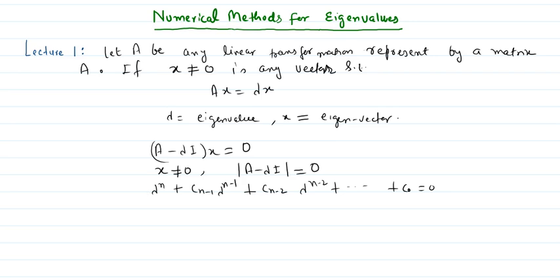And solving this polynomial is not an easy task. Let us say we have a 10 cross 10 matrix, then you will get a polynomial of degree 10. So in this topic we will study numerical methods which find eigenvalues without solving these kinds of equations. So firstly, I'll talk about a few properties of eigenvalues and eigenvectors.